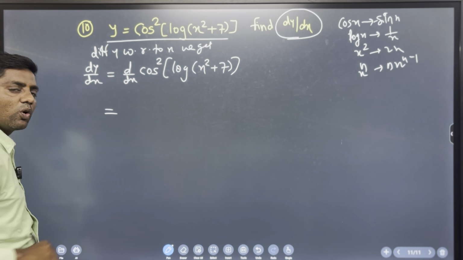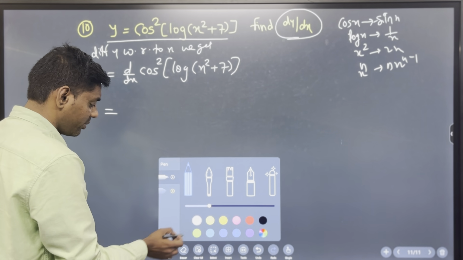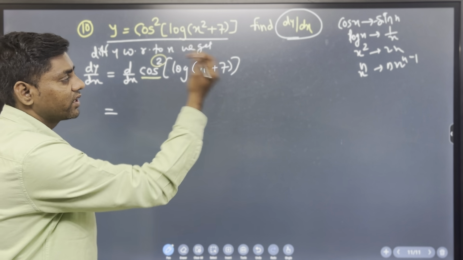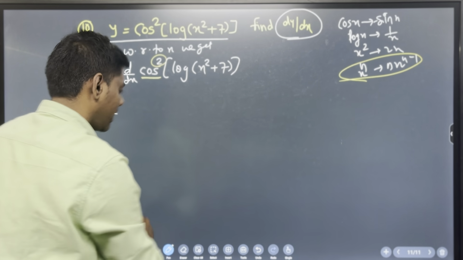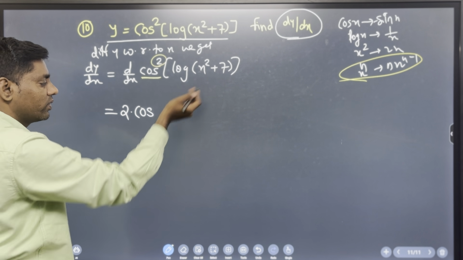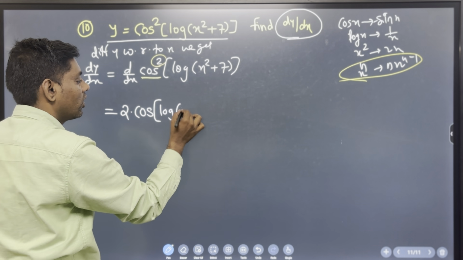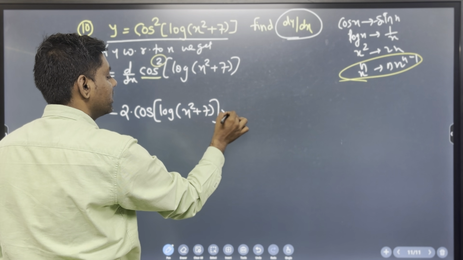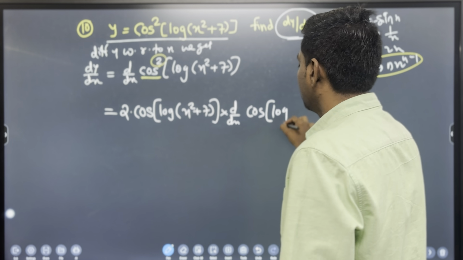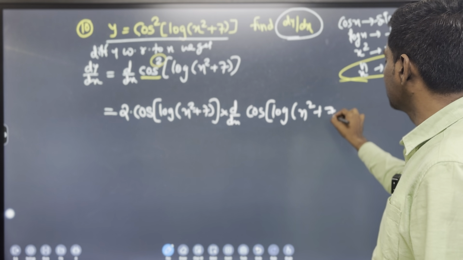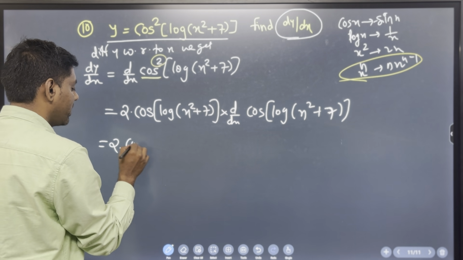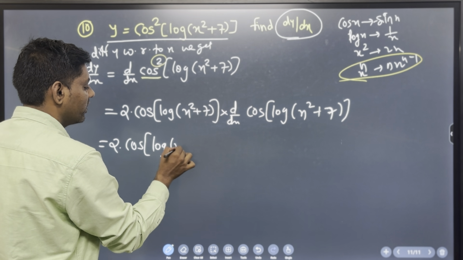So what is the derivative of cos? Before solving, remember that here cos is the function and 2 is the constant. So we first apply the x raised to n formula, then we solve the example. That is 2 into cos of 2 minus 1 as it is, and then log of x square plus 7, bracket complete, and then we take the derivative of cos of log of x square plus 7. So tell me what is the derivative of cos of x? That is minus sin x.